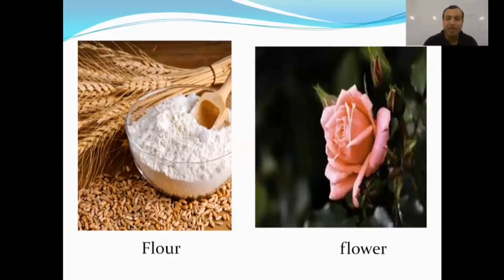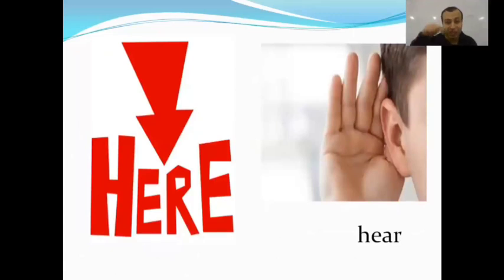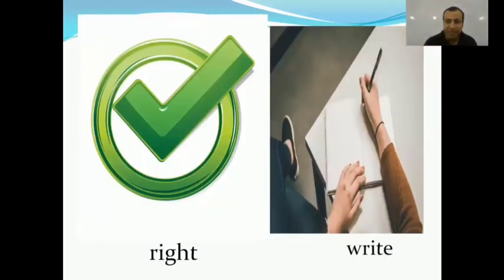Flour and flower. Now we can understand why they are the same. We use flour to make bread, and a flower is a plant. The same pronunciation, but they are different in spelling and meaning too. Then we have here and hear. Would you please come here? I can't hear you. Right, like your answer is right, and write. Look at the different spelling.